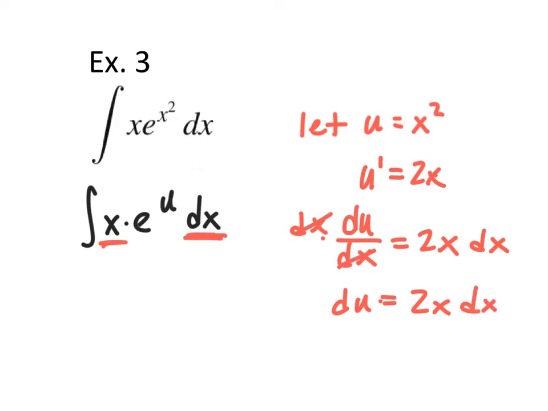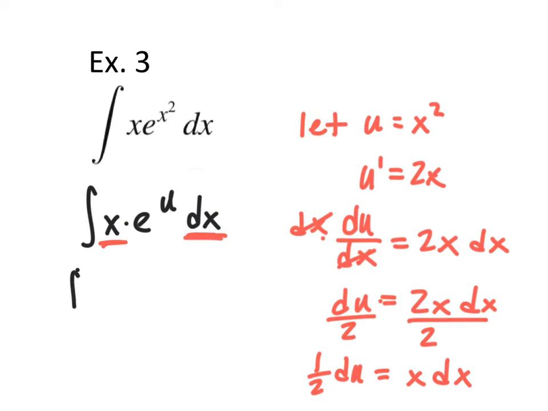Now over here, we need to get in just an x and a dx. But I notice that I have this 2 over here. So I have 2x dx. What I can do is divide this by 2, and so I get the statement that 1/2 du is equal to just x dx. So now I've got x dx is equal to 1/2 du. I can come over here and replace x dx with 1/2 du.